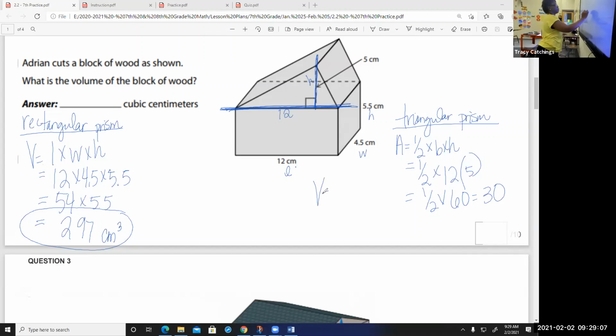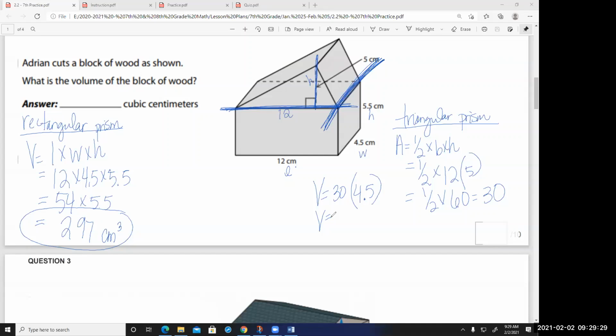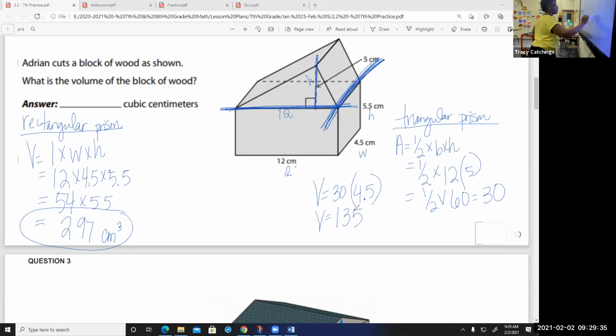All right, now for the volume, we need to take the area of that base and multiply it by the height. Do not give me the height of the triangle. Look the long way. 4.5. Good job. All right, so somebody multiply 30 times 4.5. 135. And don't forget our what? Units. Good job.